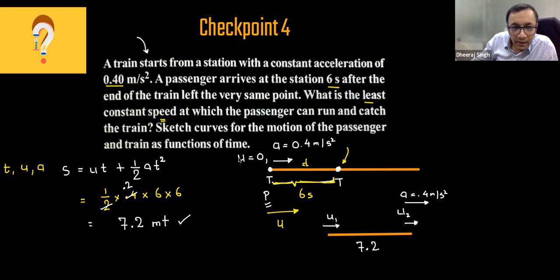Okay, so the velocity of the train becomes what? After traveling for 6 seconds, you can find out its velocity, which is U2 is equal to initial velocity 0 plus acceleration into t. So that is 2.4 meter per second. So this velocity is 2.4 meter per second.